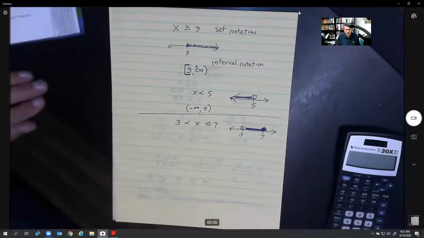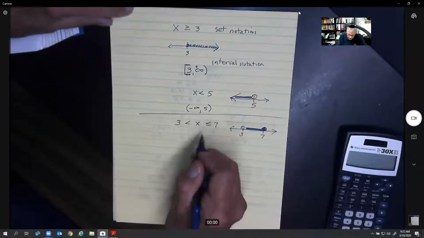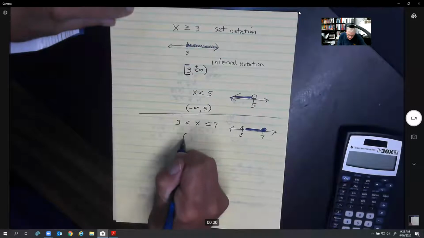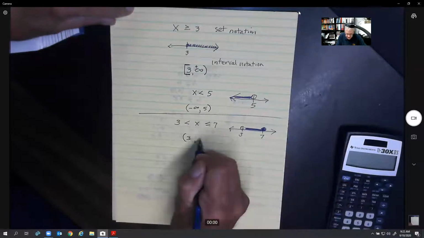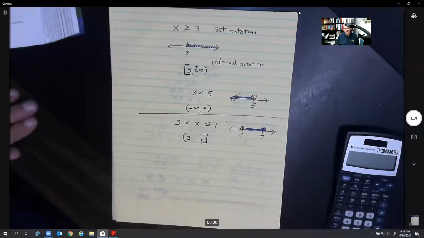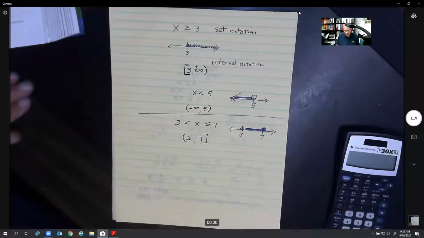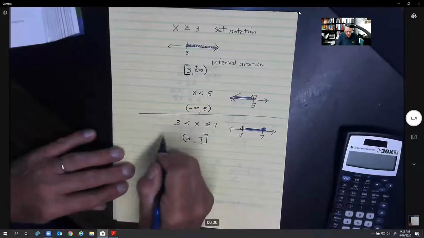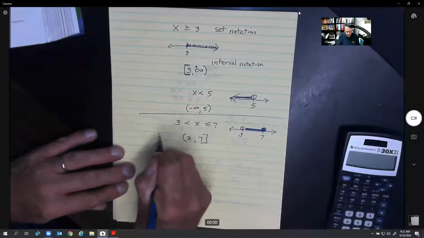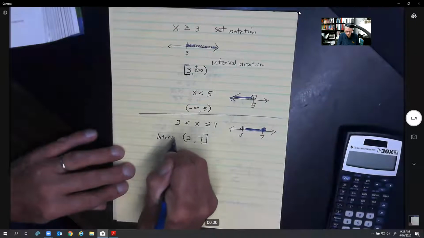Okay, so how would I describe this with interval notation? I'd say it starts close to 3, but it ends exactly at 7, so I put a bracket. So it's between 3 and 7. Almost looks like an ordered pair, but we don't want to do that. You know, this is interval notation.